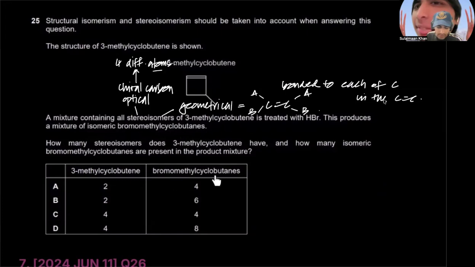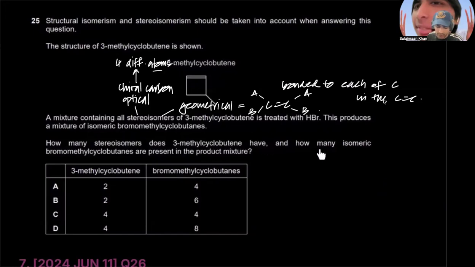Okay. How many bromomethyl cyclobutanes, right? What that means is he's basically saying that with HBr, H can go here, Br can go here, Br can go here, H can go here. You can have a mixture of these many isomeric products. Now he's saying how many stereoisomers does 3-methyl cyclobutene have?